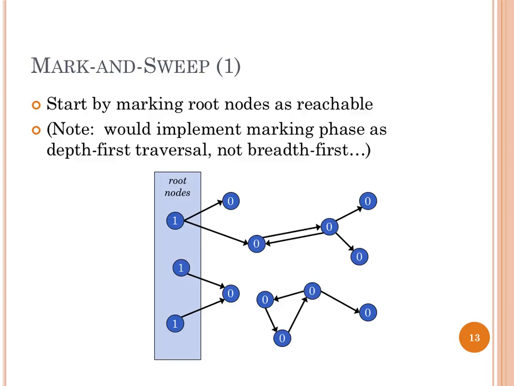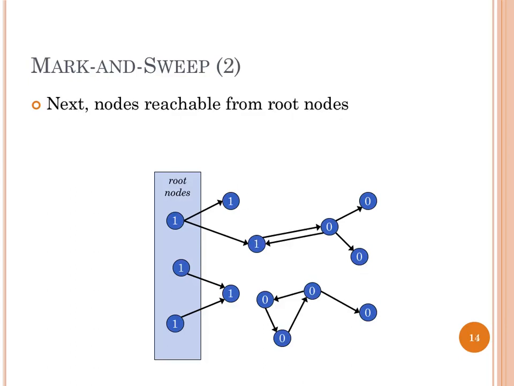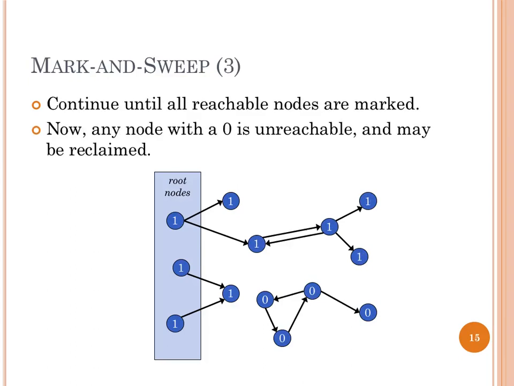But we're doing it breadth first just because it makes for more understandable slides. We mark the roots, then we mark the nodes reachable from the roots, and then we mark the nodes reachable from them, and then the nodes reachable from them, until we run out of nodes to reach. Once we've gone as far as we can, then we are ready to figure out what's not in the reachability graph. Everybody got it? Super easy.